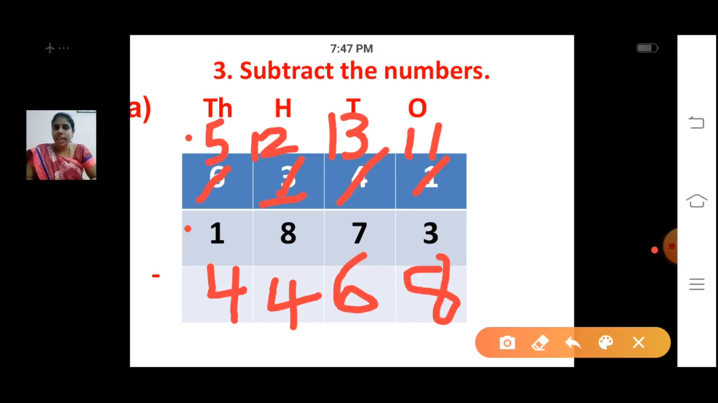Next step, can you subtract 3 minus 7? That is also not possible. So borrow from the hundreds place. So hundreds place will become 2 now. Tens place will become 13. 13 minus 7 is 6.